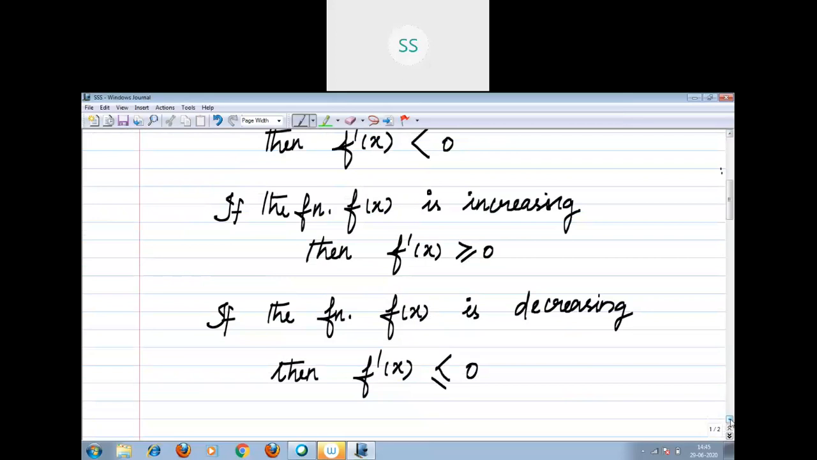Strictly increasing, derivative greater than 0. Strictly decreasing, derivative less than 0. Increasing, derivative greater than or equal to 0. Decreasing, derivative less than or equal to 0.